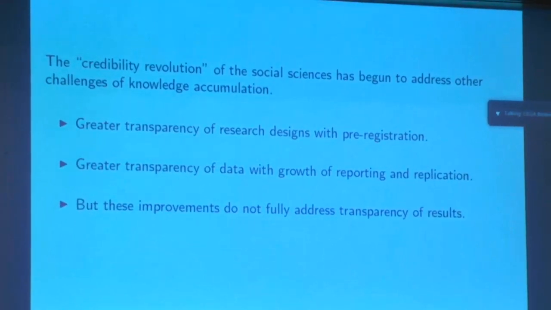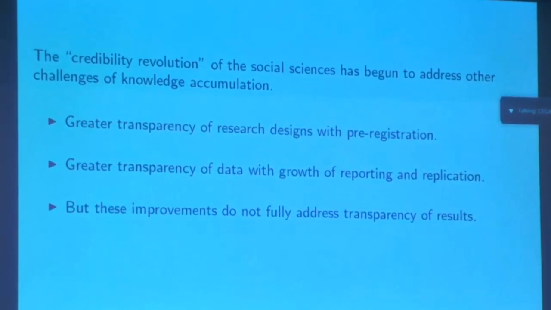Of course, it's not all bad. The credibility revolution of the social sciences has begun to address some of these other challenges of knowledge accumulation. So there is greater transparency of research designs now with pre-registration. And there's also greater transparency of data with the growth of reporting and replication. But these are primarily improvements for published studies, and they don't really address the problems that I just mentioned, because with pre-registration, you're still not seeing the results for studies that people don't pursue after they implement them. And same goes for data that's posted online for replicating actual published studies.